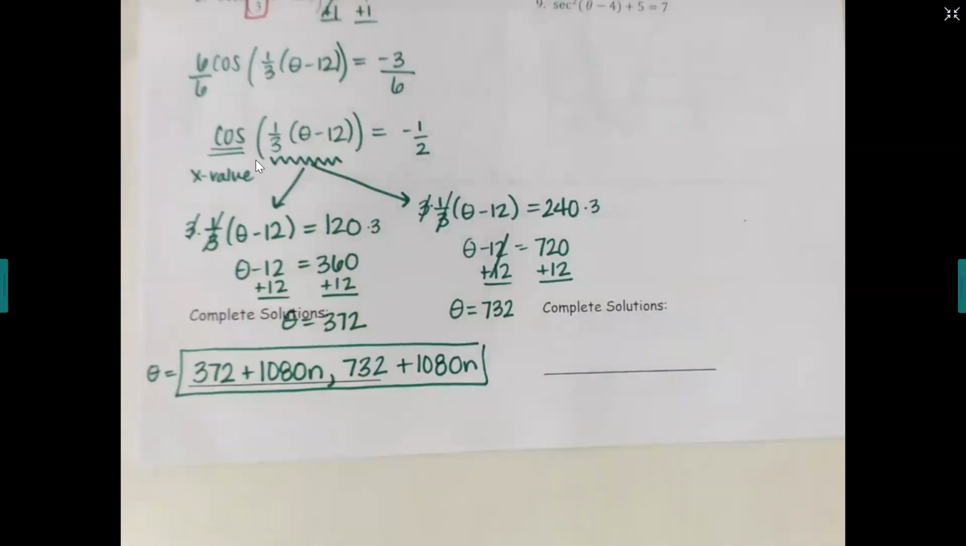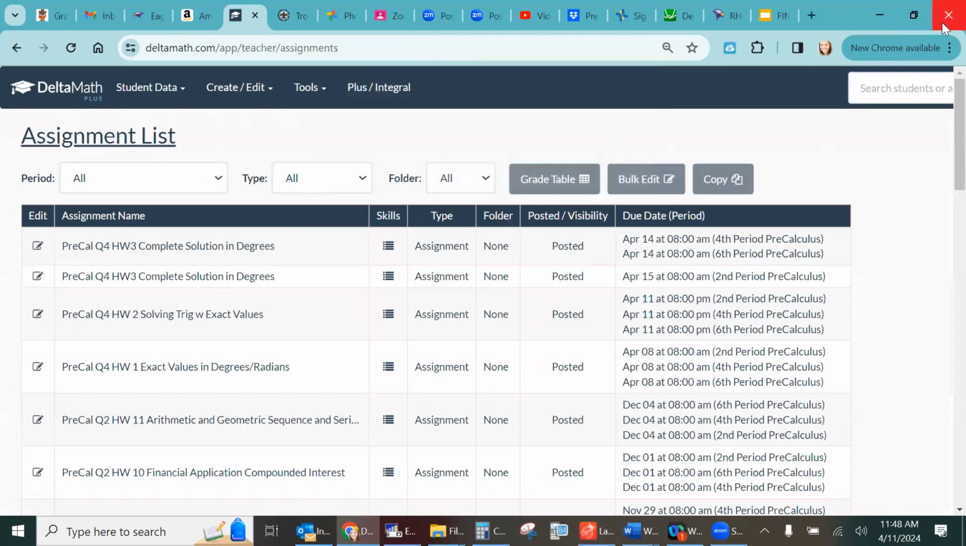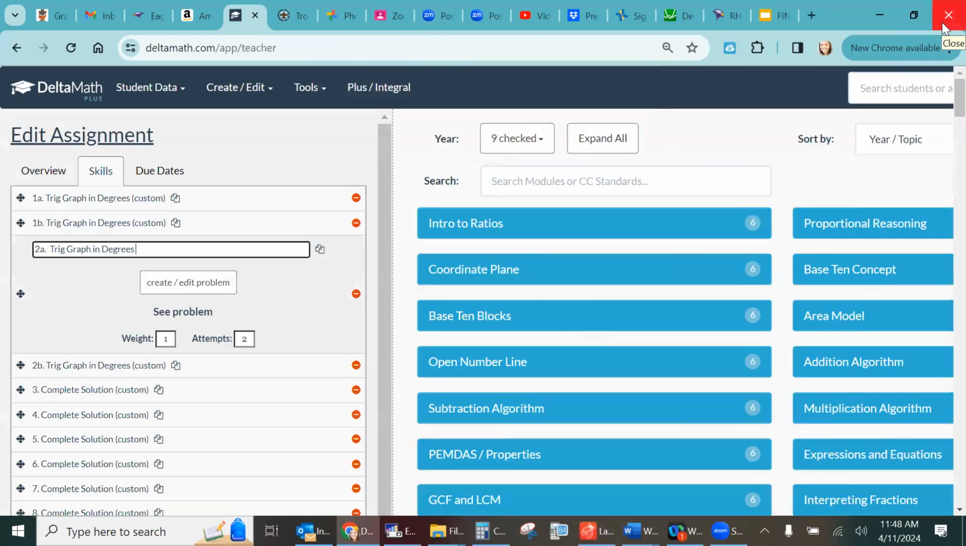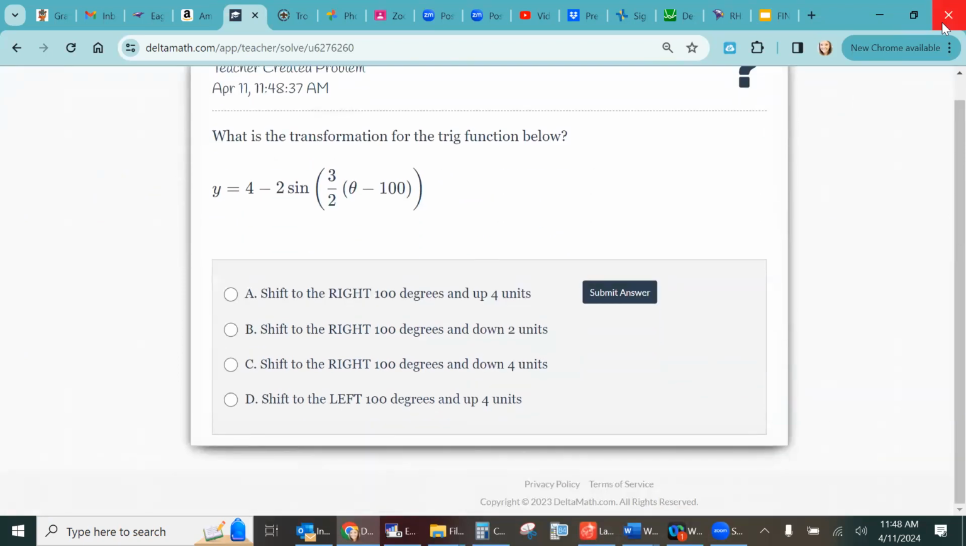Go ahead and pull out your Chromebooks, please. And then we're gonna do the first two together just to make sure you remember the shifting stuff before you solve. So go ahead and pull up your Delta Math. And we're gonna do 2A. 2A and 2B.